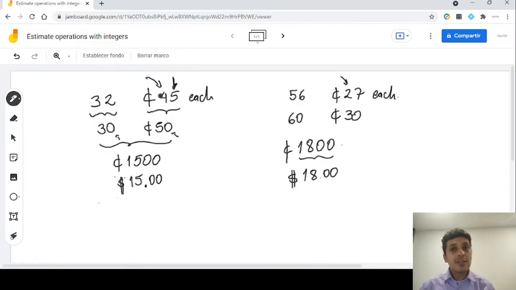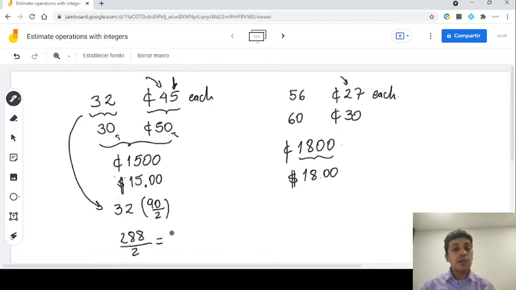What you can do in your mind is 32 times 45. And 45, you can say that 45 is just 90 divided by 2, right? So I just need to multiply 32 times 9. 32 times 9 is going to be 18, 9 times 3, 27, 288. 288 divided by 2. Okay, I made mistakes sometimes.